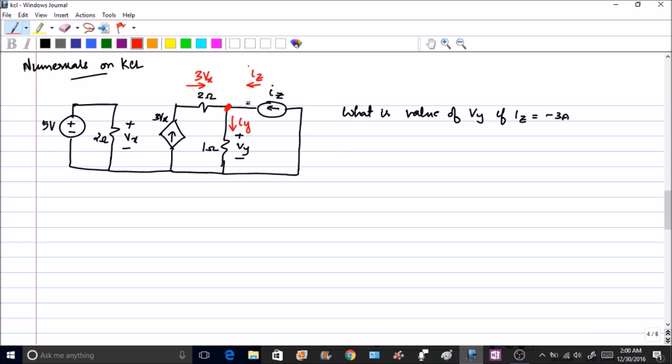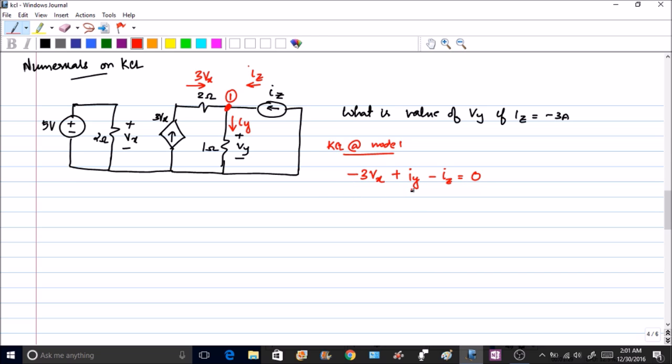Let us write KCL to put this node as 1. Putting KCL at node 1, what we get? My 3Vx is entering the node, right? So minus 3Vx. Iy is leaving the node, so plus Iy. Iz is also entering the node, so minus Iz is equal to 0. Okay. So let us find the individual values.